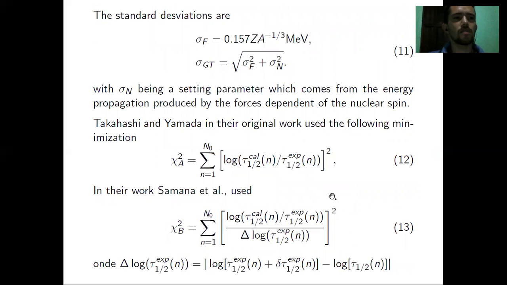So in this work we use a large number of nuclei. So it's necessary to calculate the standard deviation and use the chi-square minimization, as you can see in equation 11, where sigma n is an adjustable parameter, and the chi-square minimization equations 12 and 13.